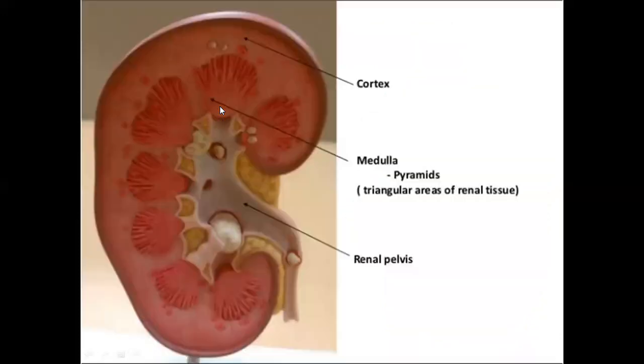Discussing further, the common rule of grossing the kidney is that we always slice the kidney from lateral to the medial side. So when we bivalve the kidney, the inner structure looks like this, and it is divided into two portions. The outer portion is called the cortex, and the inner portion is known as the medulla.